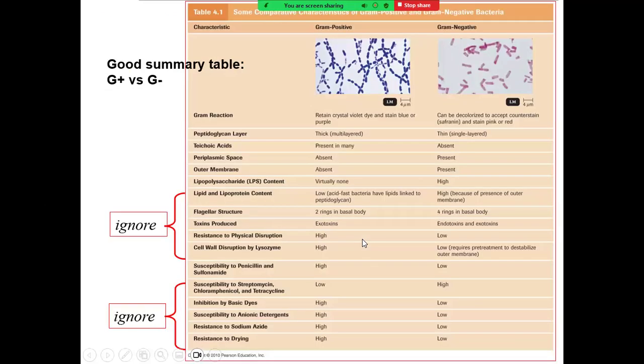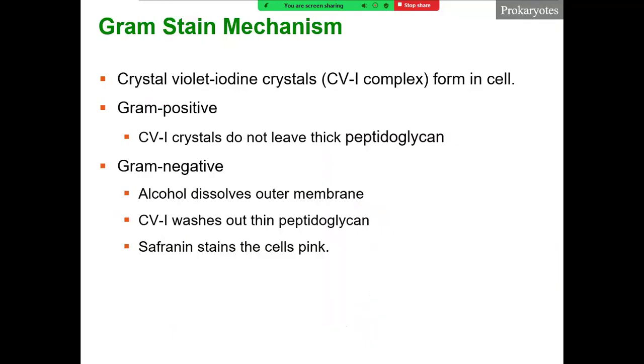I had a question. Uh-huh. So in the gram stain, sorry, I'm forgetting. Can you go back to that last slide real quick? Sure. So for the gram positive, the crystal violet iodine complex, in the gram positive, is it still purple because it doesn't wash out?